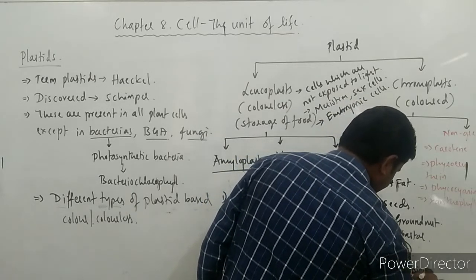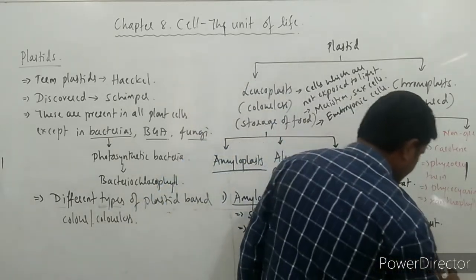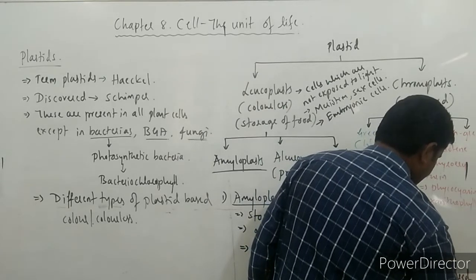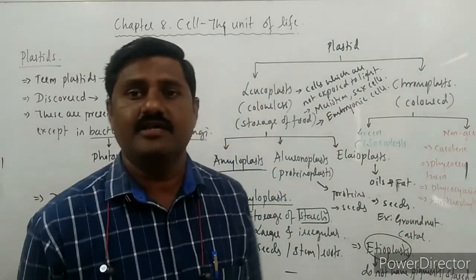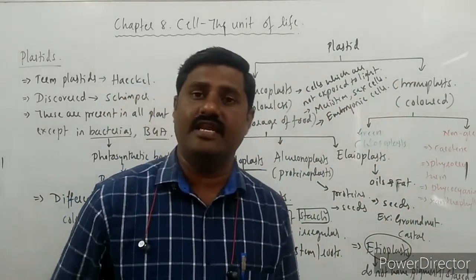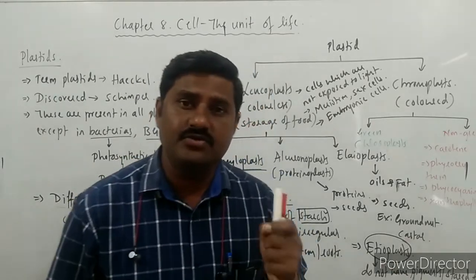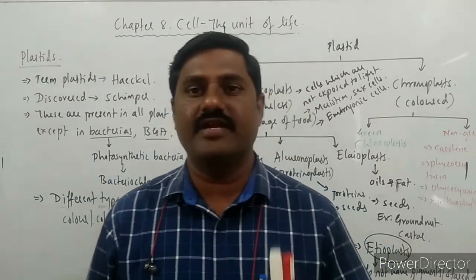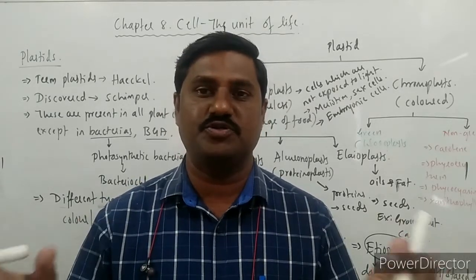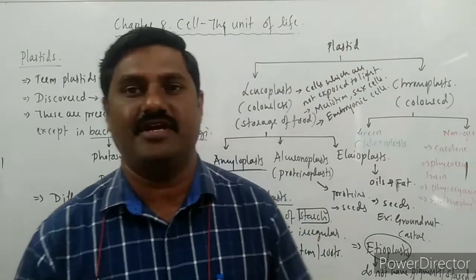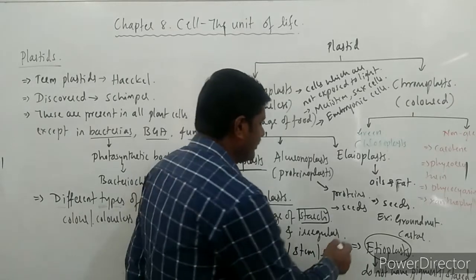They do not have any pigments, and they do not store food. They do not have any stored food. Even they do not have any lamellar structure. Such kinds of etioplasts are usually present in etiolated plants, where the plants are not exposed to the light itself.